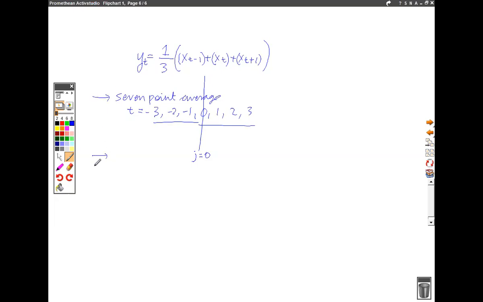But what if I want to look at a 4-point average? What can I do? If I have a periodicity in my data and I want to look at a 4-point average, I know that I should only have 4 data points. So let's say I start with 0. I have -1 and I have 1 here. I have my 3 data points. Which one should be the 4th one? Should I add -2 here or should I add 2 here?